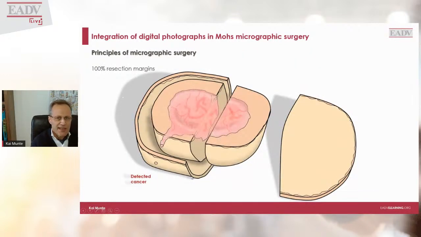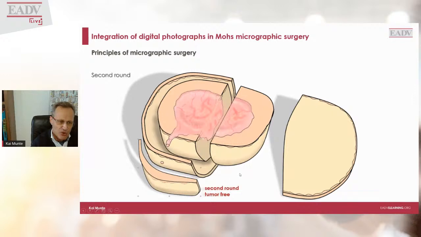Very different is the principle of every form of micrographic surgery, where we look only at the resection margins, and then we can see quite clearly that here is cancer left, so we need a second round, in this case, to completely remove this tumor.